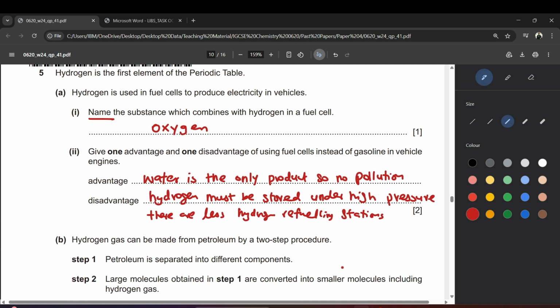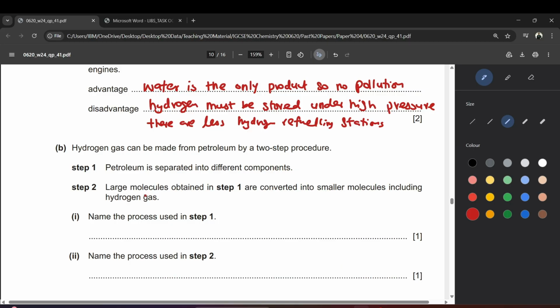Okay, so the next part will be: hydrogen gas can be made from petroleum by a two-step procedure. Petroleum is separated into different components, that is step 1. Then in step 2, large molecules obtained in step 1 are converted into smaller molecules including hydrogen gas. Name the process used in step 1. So when you separate petroleum into different components, this process is fractional distillation. Name the process used in step 2.